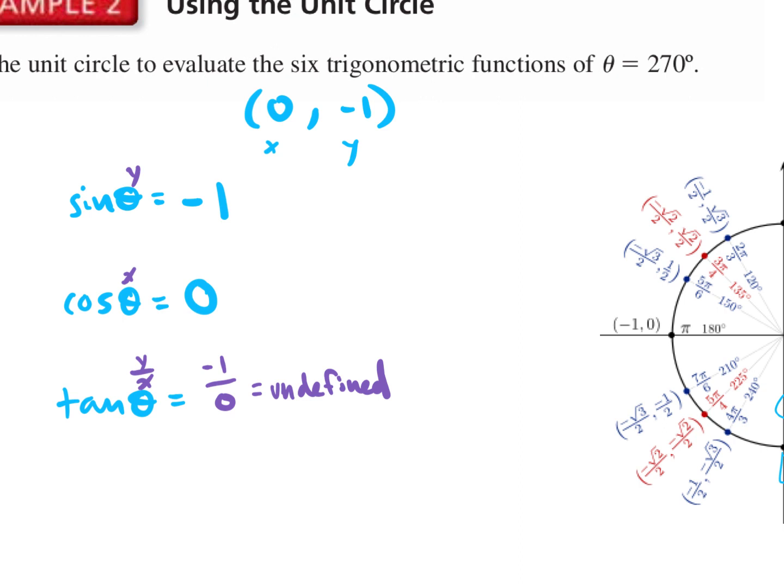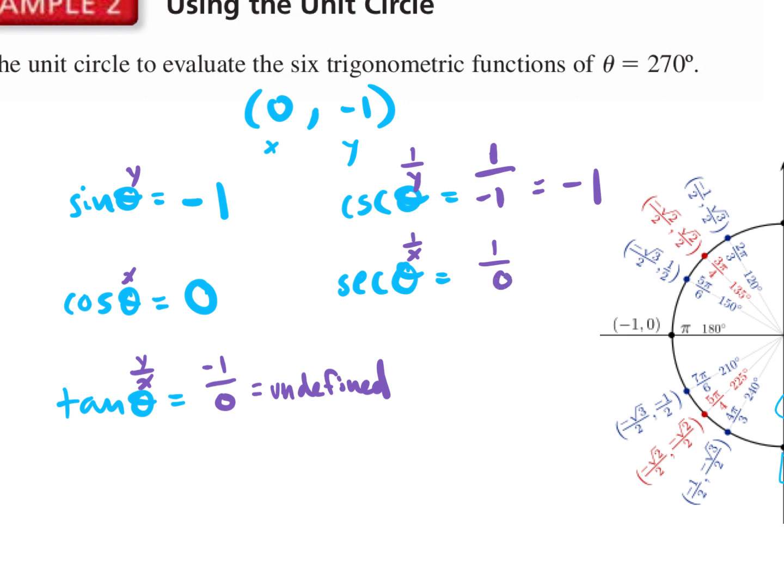So for our reciprocal ones, we have cosecant first. Instead of it being just y, it's 1 over y. So here we would have 1 over, our y was -1. What's 1 over -1? Just -1, perfect. Then for secant, secant would be 1 over x. So it would be 1 over 0. What did we say when 0 is on the bottom? What happens? What's our answer? Undefined.